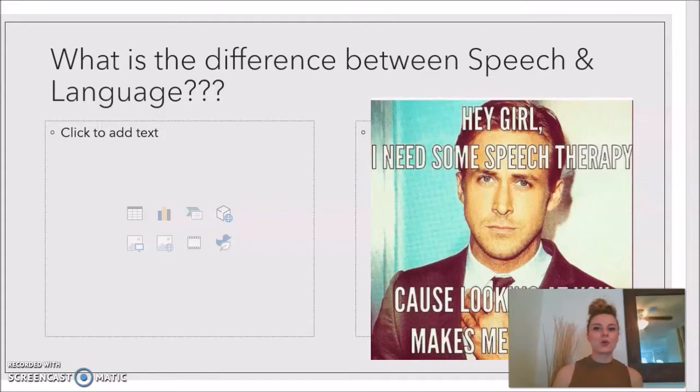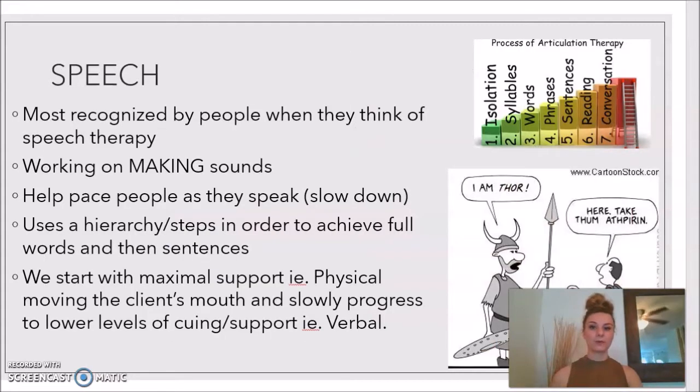Anyway, so what is the difference between speech and language? This is a question I get a lot, as a lot of people don't know that there is a difference between speech and language. So, first off, let's look at speech.